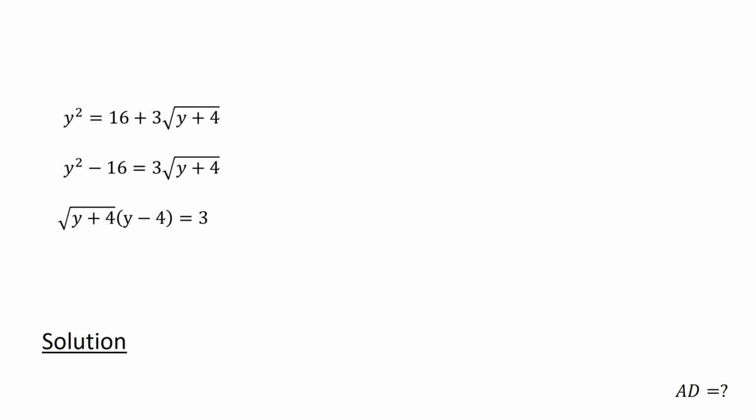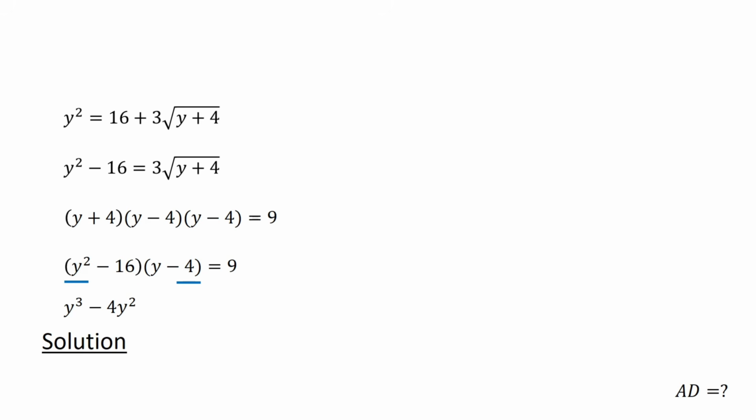We then square both sides to obtain y plus 4 times y minus 4 times y minus 4 equals 9. Combining these terms gives us y squared minus 16, and then expanding the resulting expression gives us y cubed minus 4y squared minus 16y plus 64 equals 9, or y cubed minus 4y squared minus 16y plus 55 equals 0.